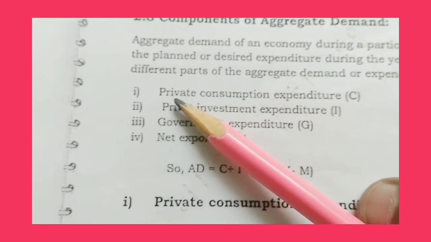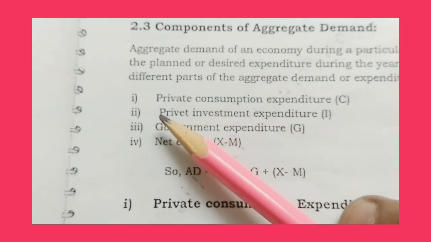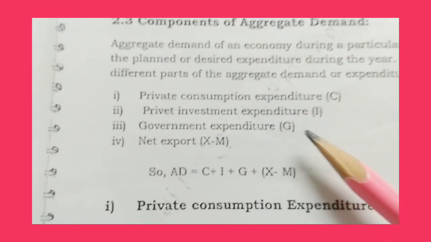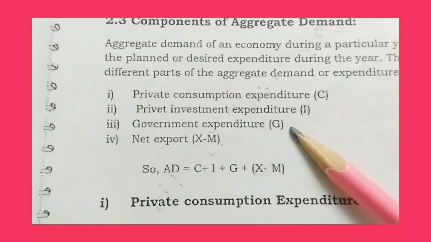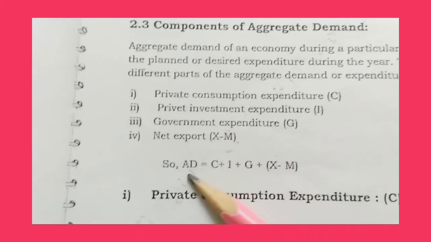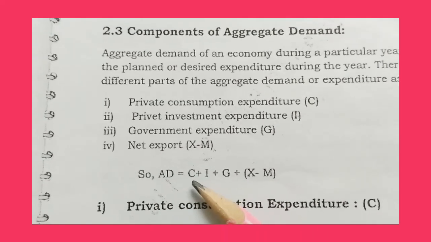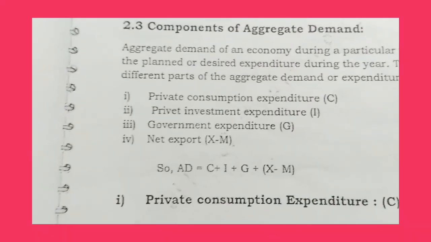The first component is the private consumption expenditure, denoted C. Private investment expenditure, denoted I. Government expenditure, denoted G. Net export, X minus M. So, aggregate demand is equal to C plus I plus G plus X minus M. Let's see one by one.